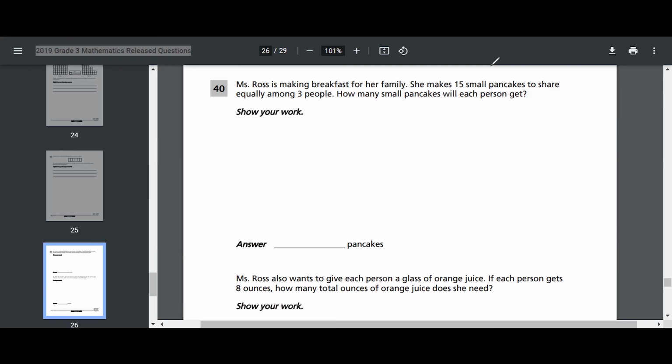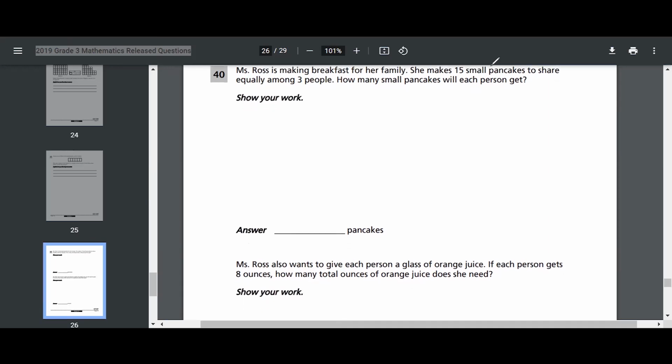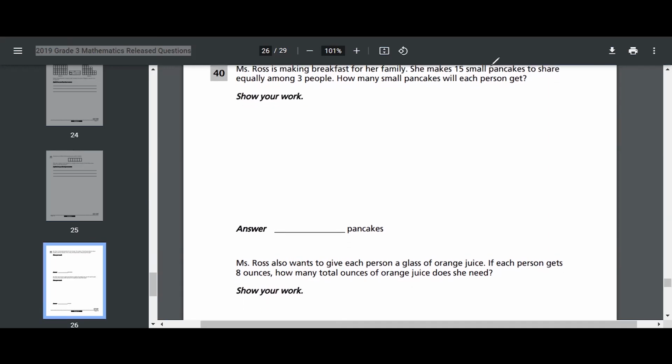And part 2 to question 40 asks, Miss Ross also wants to give each person a glass of orange juice. If each person gets 8 ounces, how many total ounces of orange juice does she need? Remember to show your work. Since this is a 2-point question, more than likely the total that you can receive for this question is 4 points.